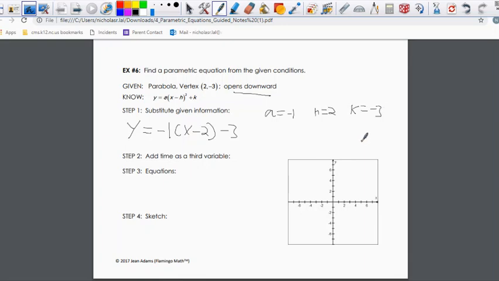All right. Add time as a third variable. So let's say let x is equal to t. And so now we have our equations. All right. If x is equal to t, then y is going to be equal to negative t minus 2. Oh, sorry, this is a parabola, so it's squared. Negative t minus 2 squared minus 3.